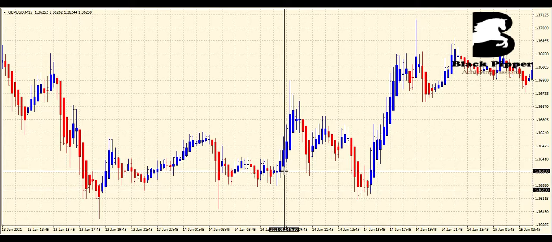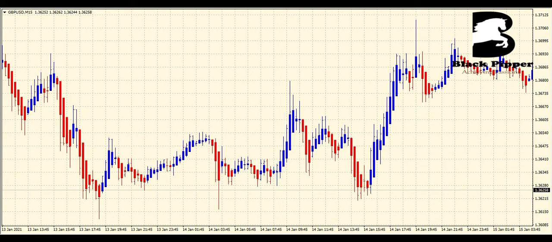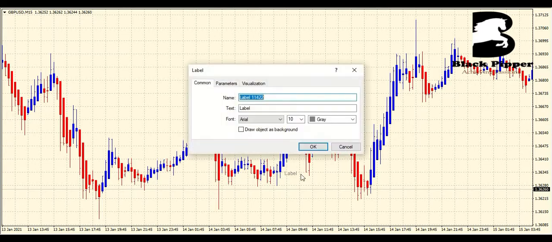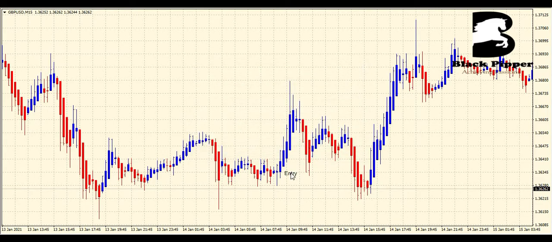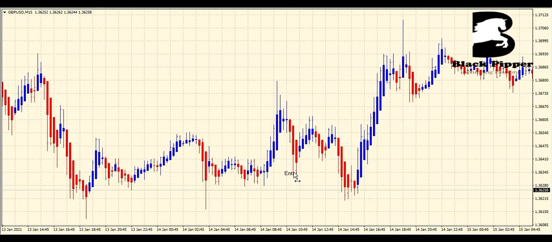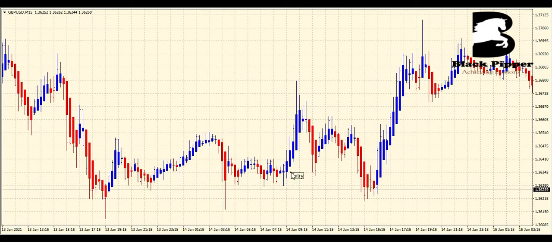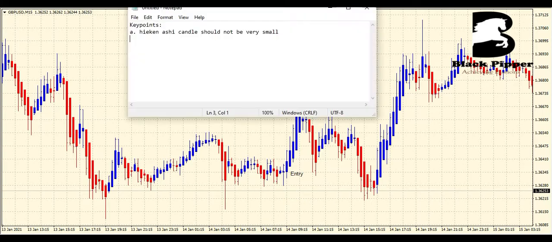After the entry point, here is my entry. After that, I have to consider two things: one is my risk, and the other is my profit target. For the risk and the profit target, the important thing is to consider peaks and valleys. I will show you what the peaks and valleys are, for stop loss and take profit.